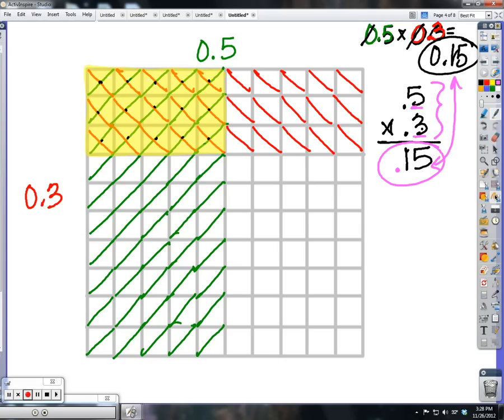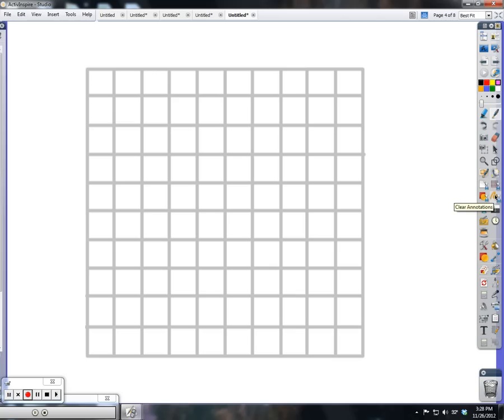Now, let's take a different problem. Let's do 7/10 multiplied by 9/10. So this time I'm going to use the same color, 7/10 multiplied by 9/10. And this time I'm just going to shade in where 7/10 and 9/10 sort of create their own rectangle.